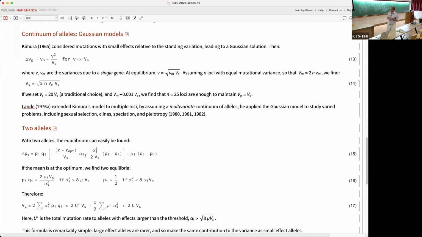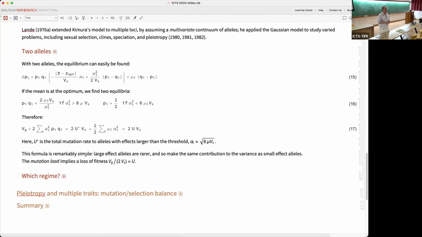Okay. So Kimura and Lande between them produced this Gaussian model and made a prediction and said, actually we can put in plausible values and we can explain heritability.